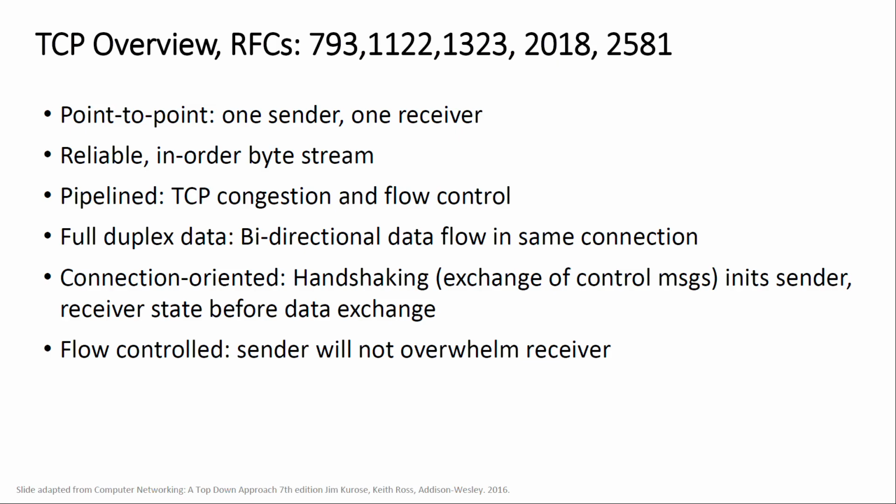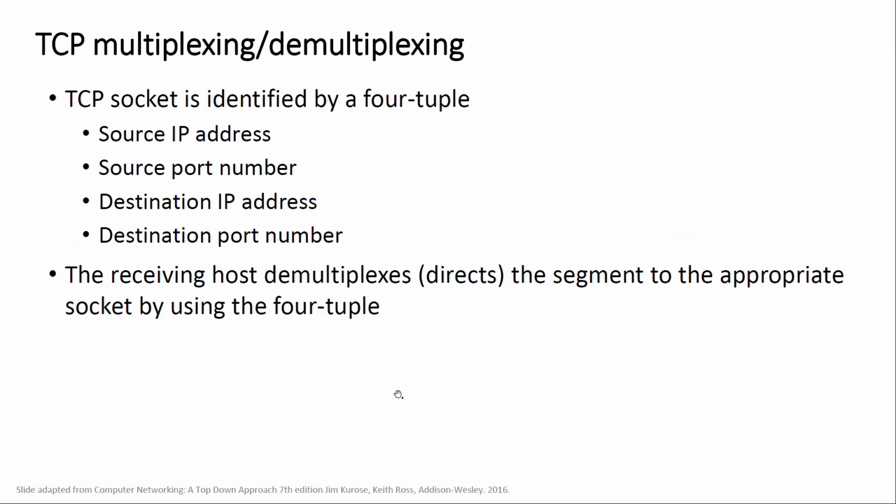So we talked about this before. Before sending data, we perform a handshake. It is initiated by the sender. Flow controlled, sender will not overwhelm receiver, unlike UDP. So a TCP socket is identified by a 4-tuple: source IP address, source port number, destination IP address, destination port number.